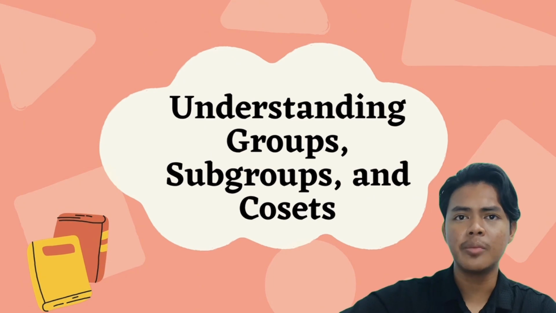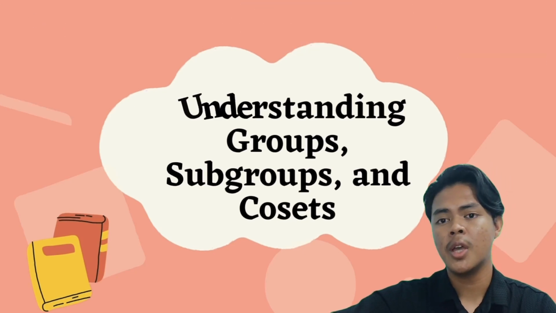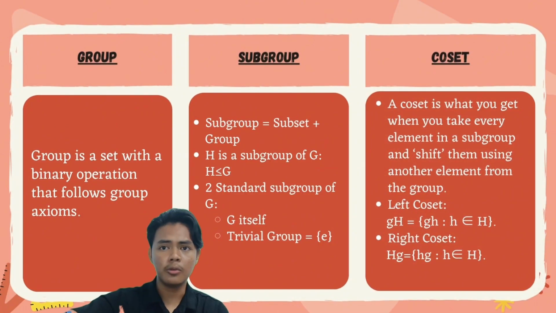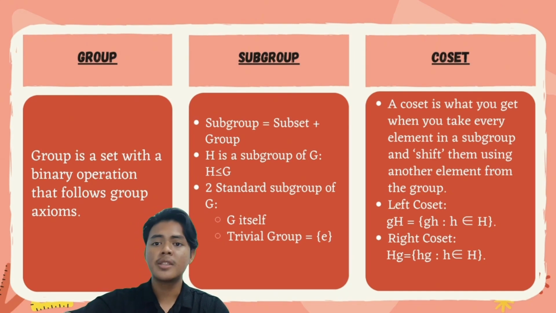Let's understand the relation between groups, subgroups, and cosets in proving the Lagrange theorem. Now, we all know that a group is a set with a binary operation that follows the group axioms. A subgroup, on the other hand, is a subset of a group G that's also a group. Every group has at least two subgroups, which are itself and the trivial group. The trivial group consists of a single element, which is the identity element.